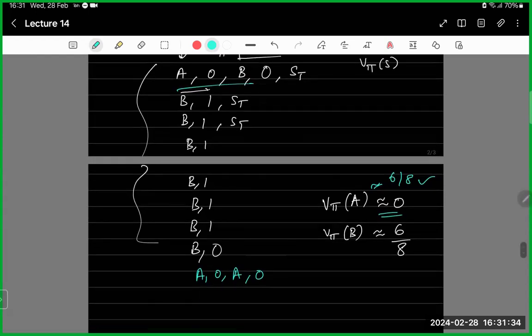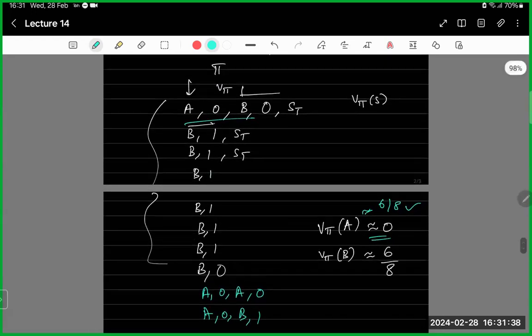Or maybe there is, let's say, one more sample. Then you can say going from A to A is 1 by 3, and going from A to B is 2 by 3, because this one is also going from A to B, this one is also going from A to B, this is going from A to A. So you can guess that the probability of going from A to B is 2 by 3, right?